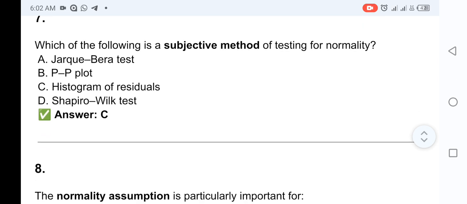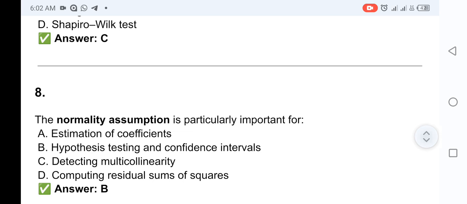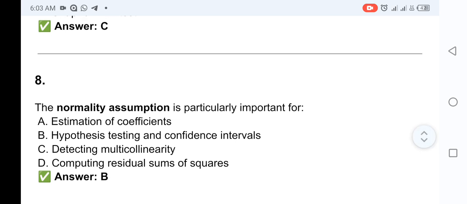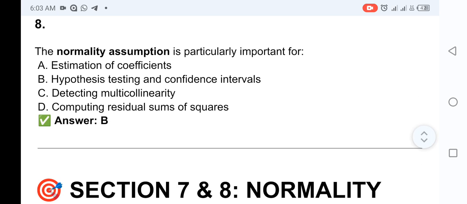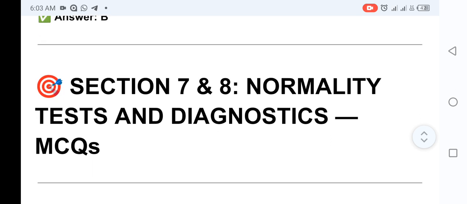8. The normality assumption is particularly important for: A. Estimation of coefficients. B. Hypothesis testing and confidence interval. C. Detecting multicollinearity. D. Computing residual sums of squares. Answer B. Direct hit section 7 and 8. Normality tests and diagnostics, MCQs.